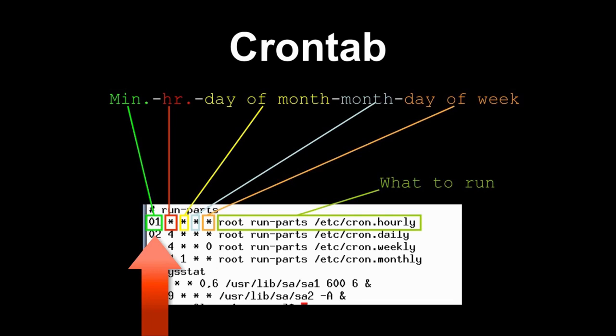So the second column is going to represent the hour. The next is going to represent the day of the month. The next column is going to represent the month, and the next column is going to represent the day of the week. It's important when executing your cron jobs and when setting these up that you actually choose days and times that are valid. And then finally, the rightmost area is going to be the actual command that you want to run.